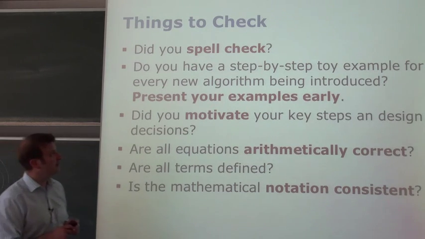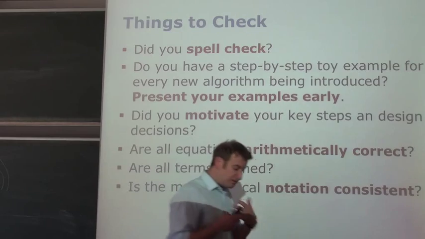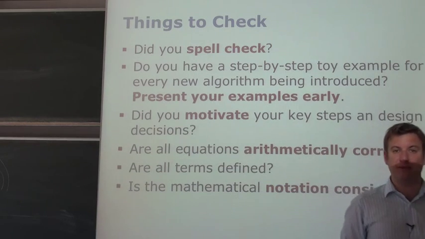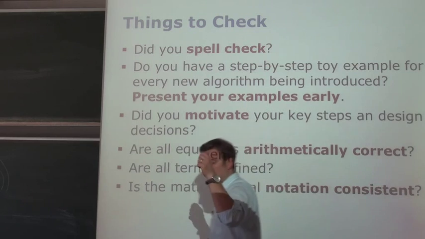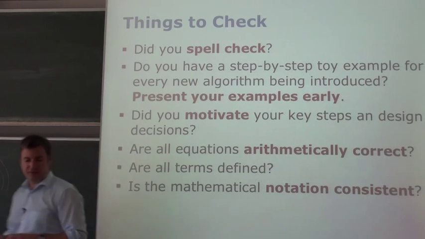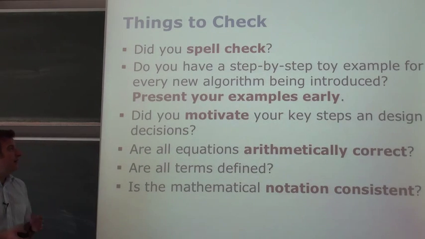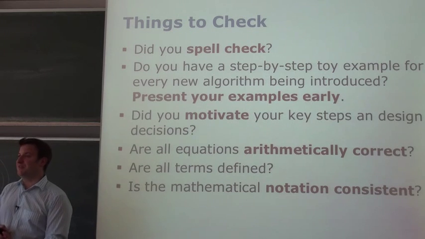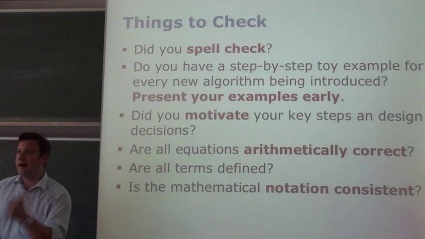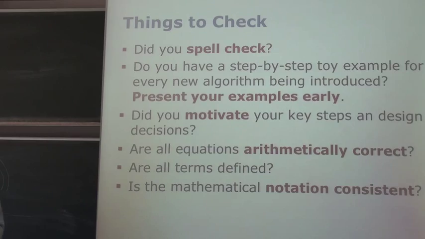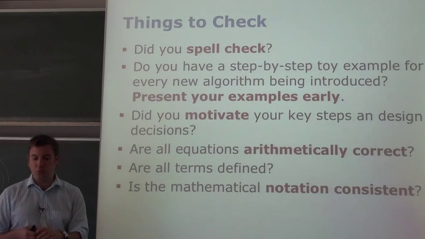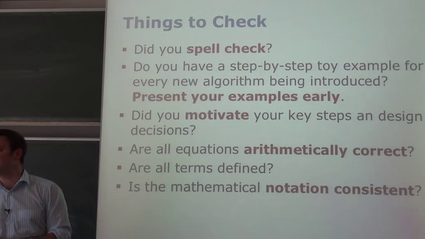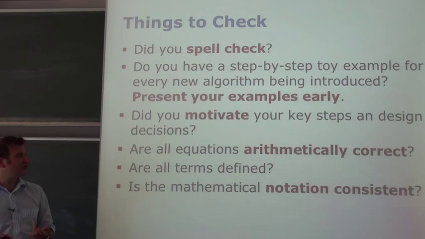Said that before. If you explain something complex, do you have a step-by-step toy example? So a very small example that everyone is able to understand that you can use to guide the person through that work. Do you motivate all your key steps in design decisions? If you say, I use this type of features because this is well suited for the problem at hand, give some more details on why you select that. Motivate your design choices. Every design choice should be clear why this is done.